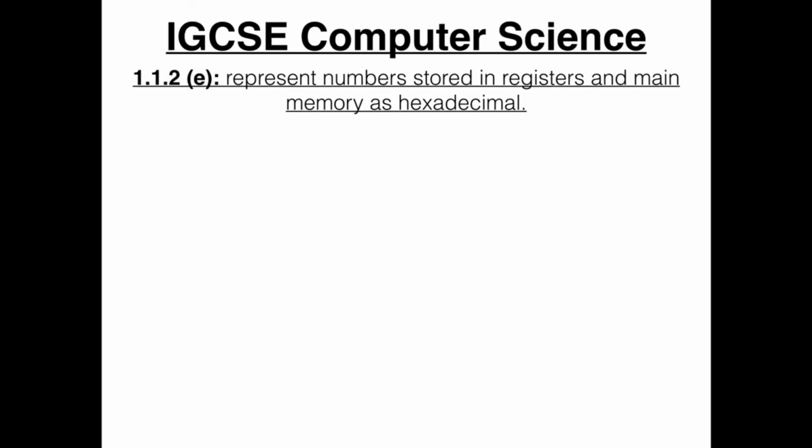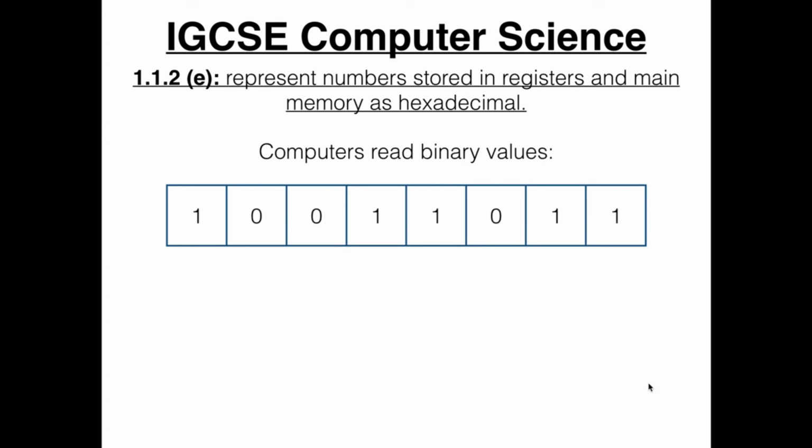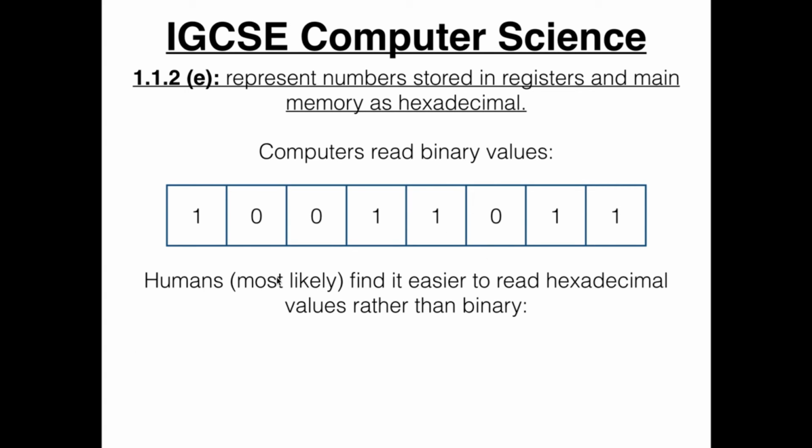IGCSE Computer Science Syllabus Statement 1.1.2e: represent numbers stored in registers and main memory as hexadecimal. When we say represent numbers stored in registers and main memory, we're referring to binary numbers. So we know that computers read binary values such as this. But humans most likely find it easier to read hexadecimal values rather than binary. So 9B would be the hexadecimal equivalent to this binary value.